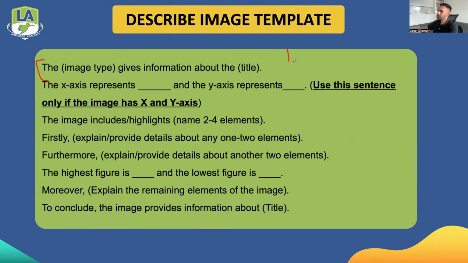If you've got a line graph or a bar graph, tell what's on the x-axis and what's on the y-axis. If not, you can start by explaining or mentioning 2 to 3 elements from the image. Explain the first one, just a brief explanation. Explain the second one, tell what's the highest and what's the lowest. Let's say there's no highest and lowest, you can say what's the first element and the last element. Explain one more element and then give a conclusion.